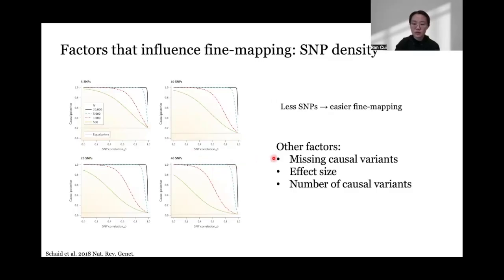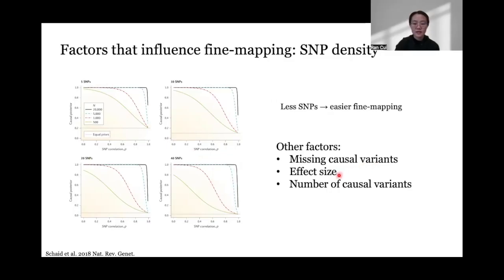There are some other important factors that fine mapping is sensitive to. First and foremost, missing causal variants. If the causal variants are QC'd out for some reason, or it's just not genotyped or imputed, then all you're left with are its LD friends who are forced to try and explain the signal. In that case, you will get false positives.